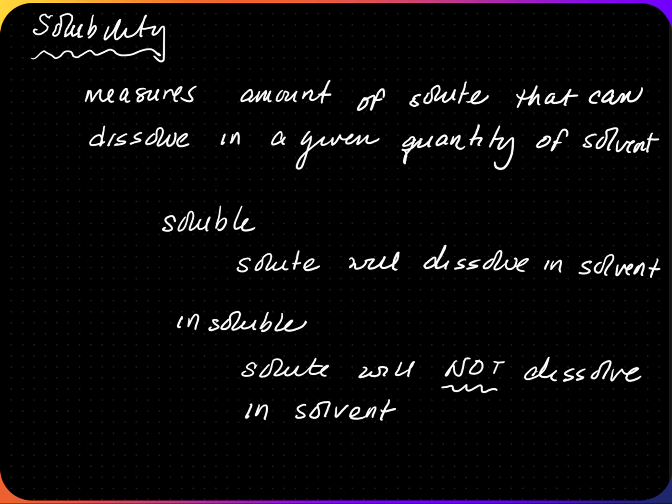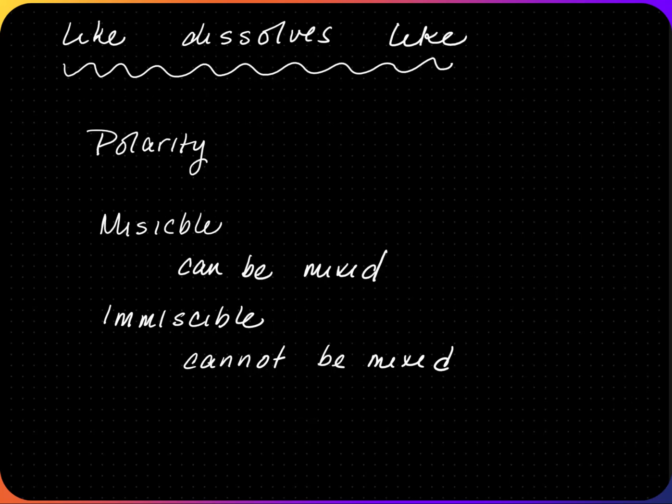Solubility measures the amount of solute that can dissolve in a given quantity of solvent. Substances that are soluble are solutes that will dissolve in the solvent. Substances that are insoluble will not dissolve and remain as a solid. Like dissolves like will tell us if a solution will form. We are talking about polarity. So polarity can be polar or nonpolar.